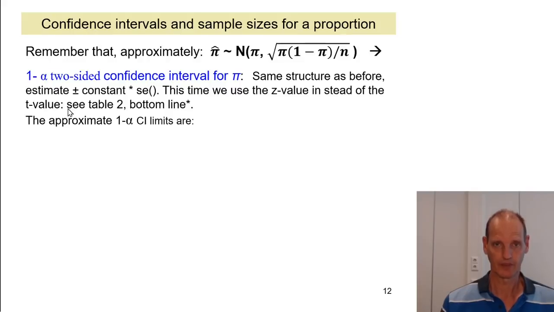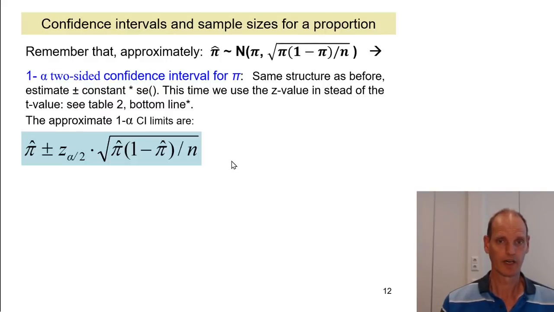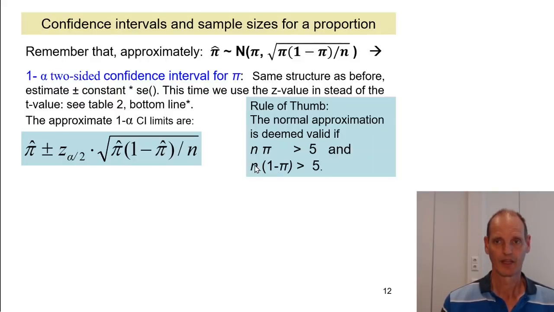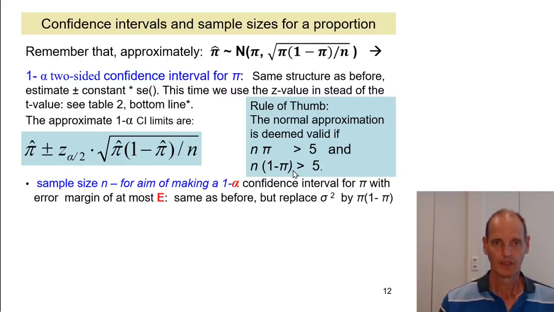And you can find these z values at the bottom line of table 2 in the book. The approximate 1 minus alpha confidence interval limits are pi hat estimate plus minus z value times standard error. It's an approximate interval, and the approximation is thought of as good enough if both n times pi and n times 1 minus pi are at least 5. So that finishes the theoretical part for confidence intervals.